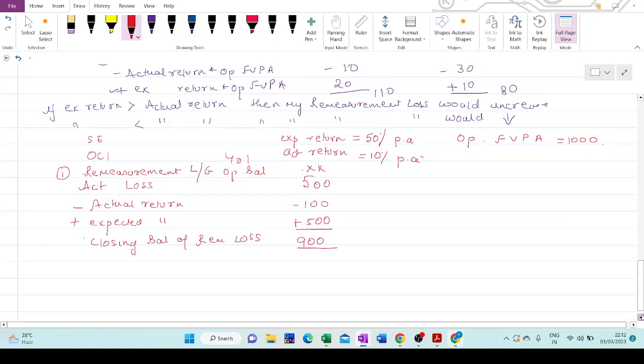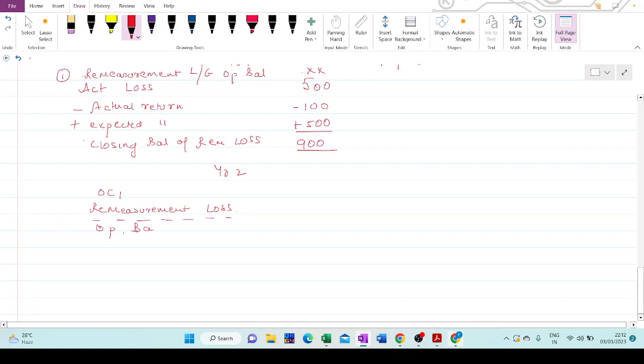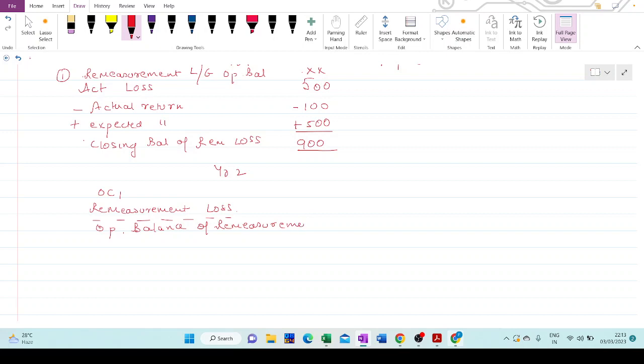Let me write the year 2 here. Now again OCI, remeasurement loss. What was the opening balance? What would be the opening balance, guys, of remeasurement loss in year 2? Tell me, guys. No, sir, 900, right? Okay.